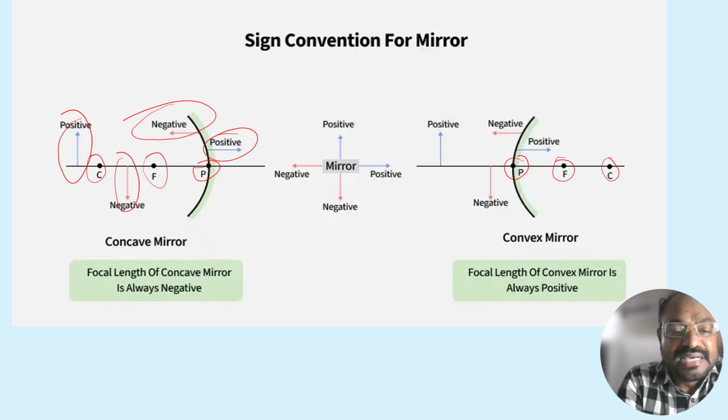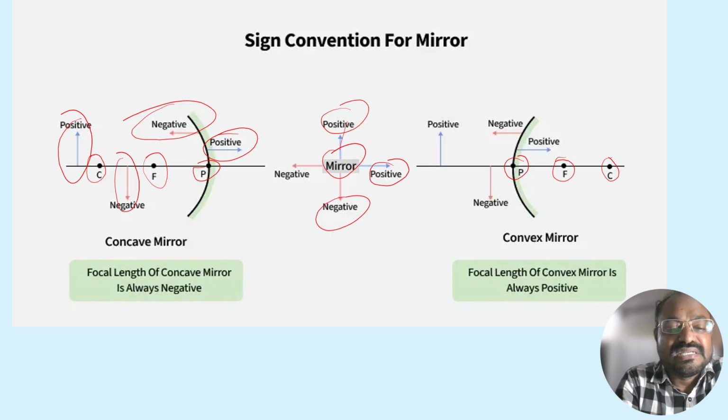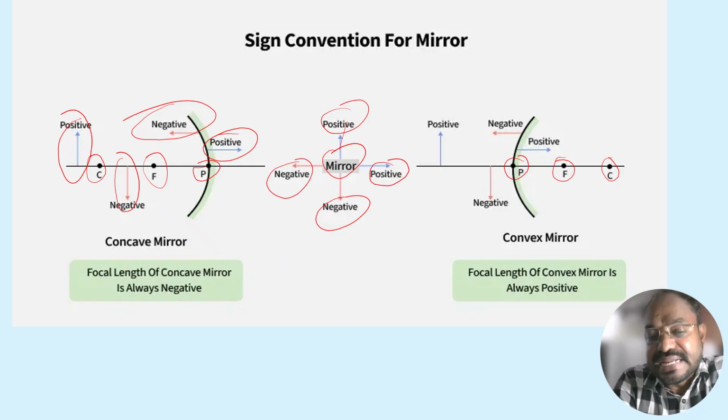So you see the mirror here in the center. You can see if the object is in the upward position, it is positive. If it moves to the right hand side, it is going to be positive. If it is in the downward direction, it is going to be negative. And if it is on the left hand side, it is going to be negative.